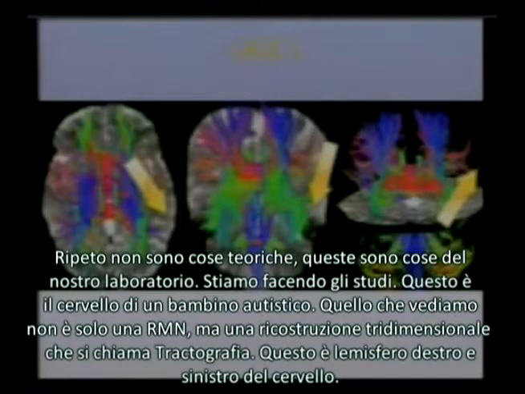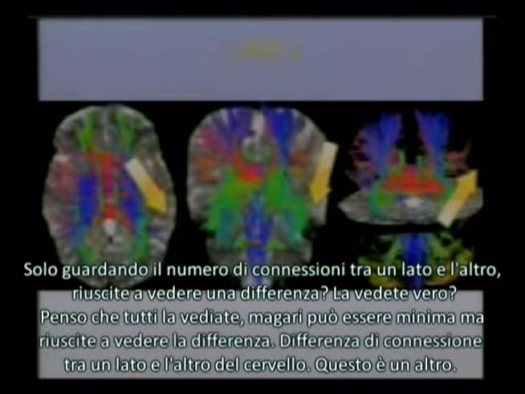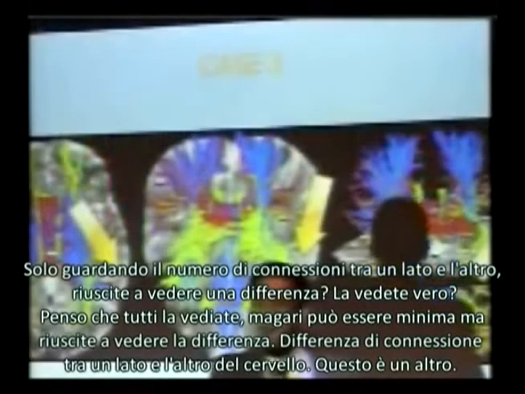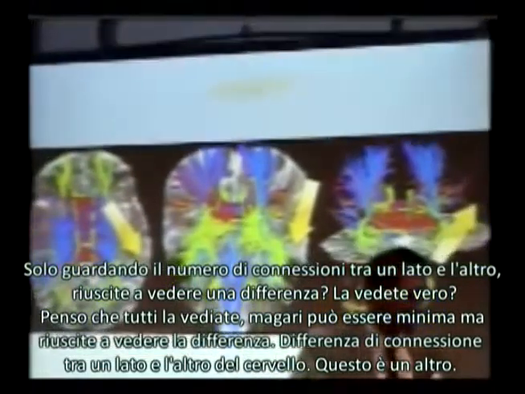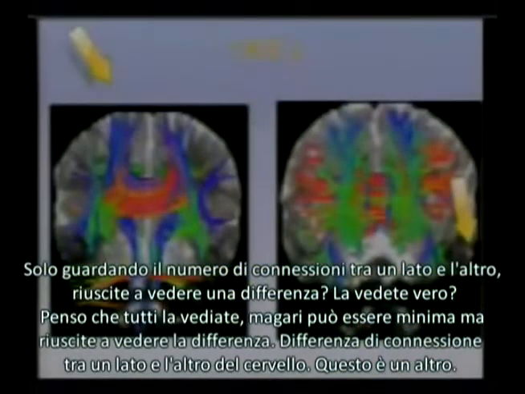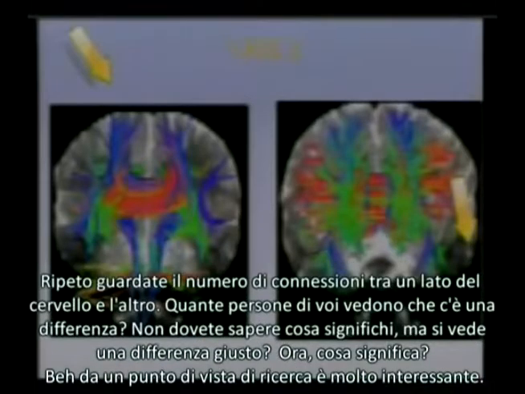And what we see is not only an MRI, but we also look at a 3D recreation called tractography. Now, this is the right and left side of the brain. Just looking at this, if you looked at the amount of connections between one side and the other, do you see a difference? Yes, right? Anybody can see. It may be subtle, but there is a difference in the connections between one side of the brain and the other. This is another one. Again, just look at the amount of connections on one side of the brain and the other, and how many people see that there's a difference? You don't need to know what that means, but it shows a difference, right?